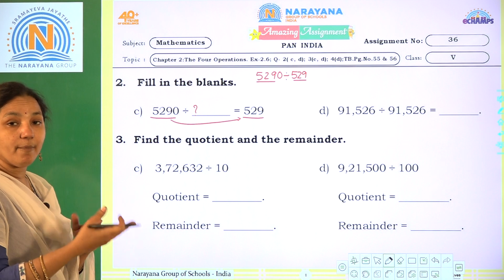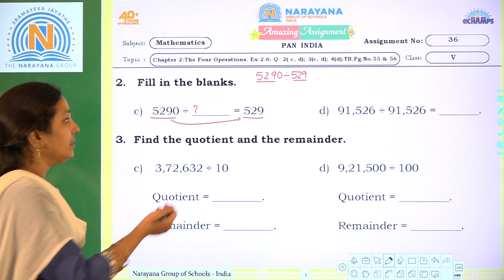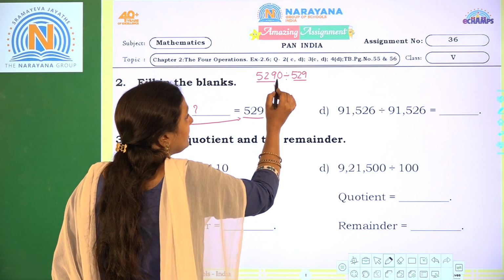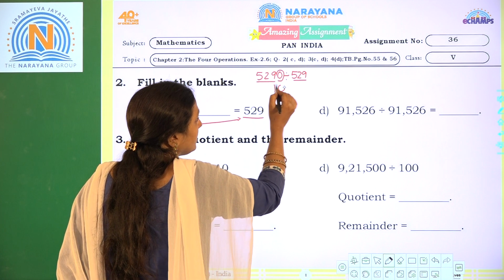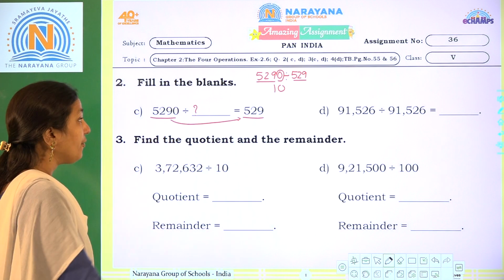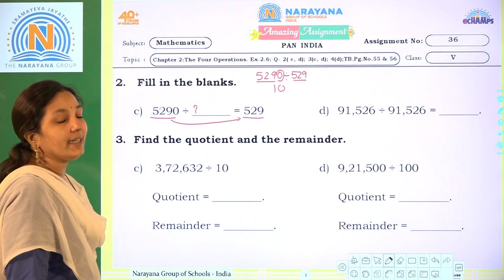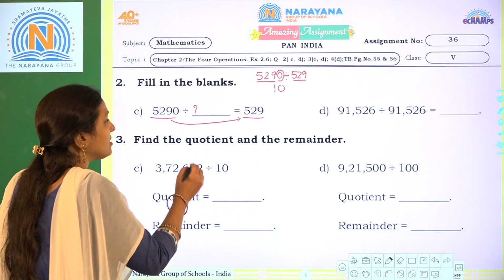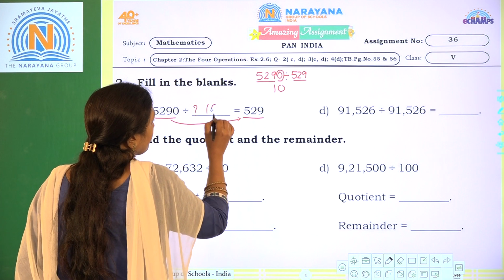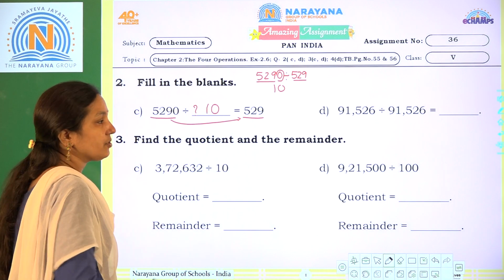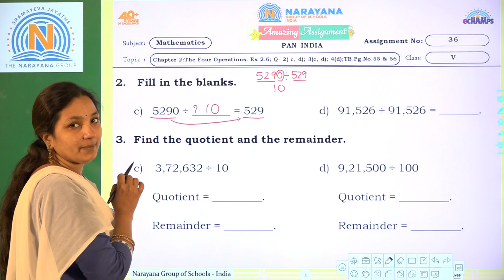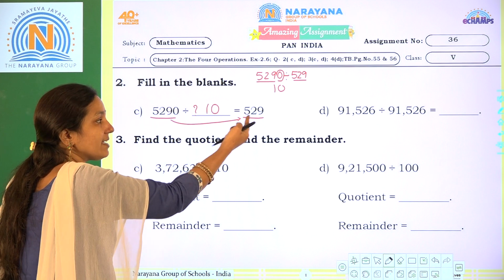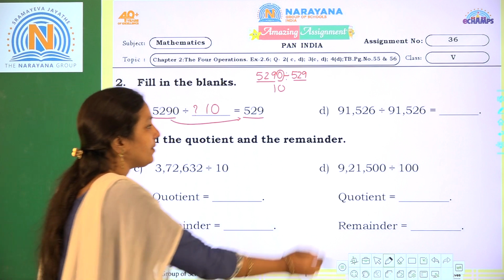We have to start from left to right. Okay children, so here we can divide one time and this 0 will be left. So 10 times. If you divide 5290 by 10, you will get 529. So what is the missing number here? 10. If you divide by 10, you have to remove the last digit. What you will get? 529 as the quotient. Got it children? Coming to next one.